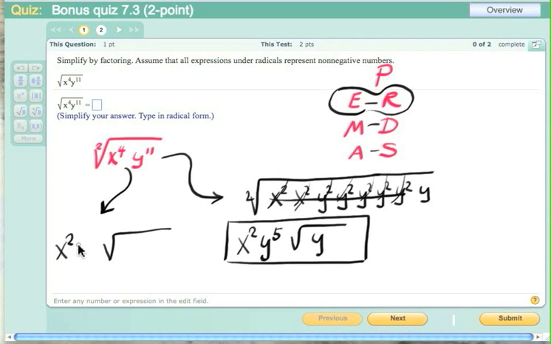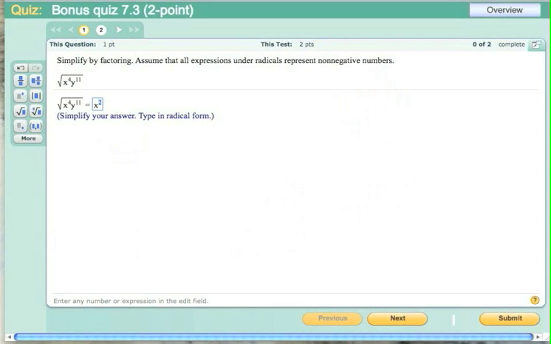And now we ask the same thing with y. 2 goes into 11 how many times? 5. And there's 1 left over. Notice the answers are the same, of course. And this is what we want to put into our MathXL. And so let me do that. X squared, y to the 5th. And then we want a radical with a y inside there. And so that's the answer for number 1.